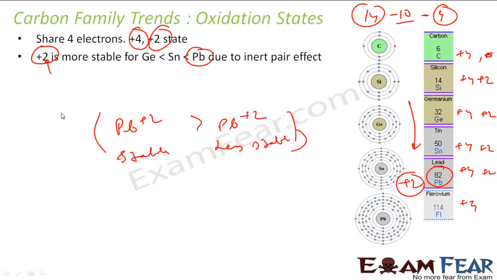So this inert pair effect is more prominent as we go down the group. This we have discussed earlier in the boron family trends also, right? Same thing here. If you go down the group, the inert pair effect increases. Since the inert pair effect increases, the +2 is more stable here as compared to +4 for lead. And this is the trend. Lead +2 is more stable. Then you have tin, a little less stable, and germanium +2 is a little less stable.